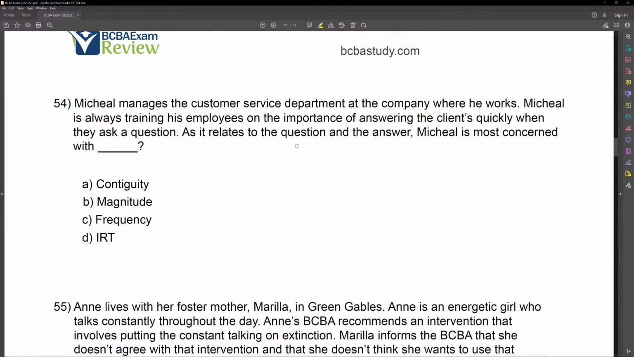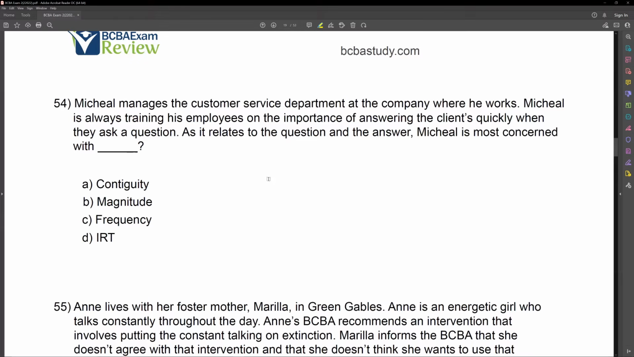No, we're worried about that question in the moment getting answered quickly. So we can eliminate IRT. What about frequency? Are we worried about how many questions they answer? Not necessarily. We're just more worried about answering the clients quickly. Magnitude. Are we worried about the intensity of the answer, right? Again, not necessarily, okay? We need them to respond as quickly as possible.